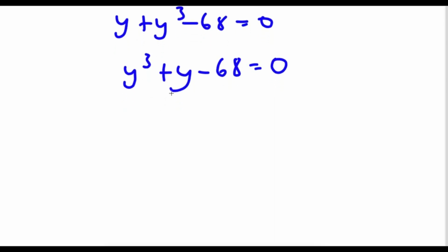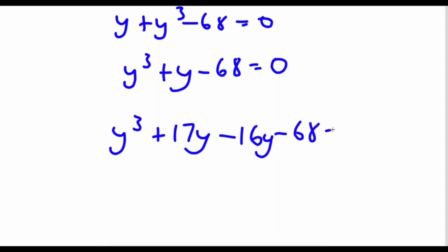Now to solve this, I'm going to first rewrite y as 17 minus 16. Now I have this minus 68 is equal to 0. Now I'm going to factor by grouping. So first, from y to the power of 3 minus 17y, I'm going to factor out y because that is the greatest common factor. So now I have y times y squared, plus 17y divided by y is 17.